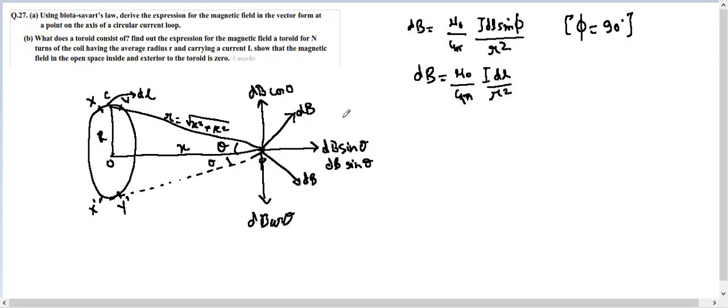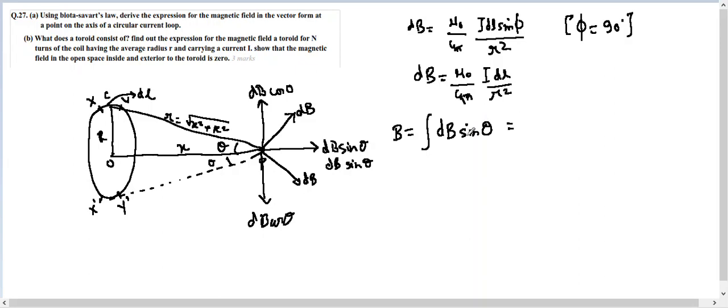Now resolving dB into two parts, dB cos theta and dB sin theta. The dB cos theta is perpendicular to the axis of the coil, and dB sin theta is along the axis of the coil and away from the center of the coil. So we can say that all the dB cos thetas for all the points of the coil will get cancelled out, and we will be left with the summation of dB sin theta. Therefore the total magnetic field B would be equal to the integral of dB sin theta.